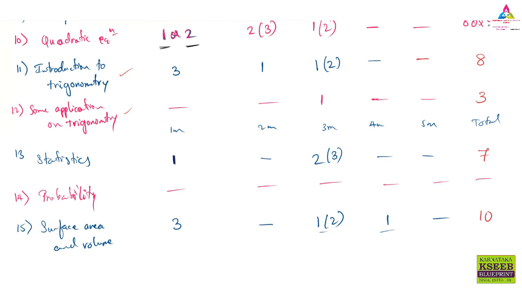So this is the final question. The total marks will be 80 if you add all the marks together. The total 1 mark questions will be 16, 8 plus 8. Again for 2 marks questions, there will be 8 questions. For 3 marks questions, there will be 9 questions, and for 4 marks, 4 questions, and for 5 marks you are going to have 1 question. So this is the pattern.